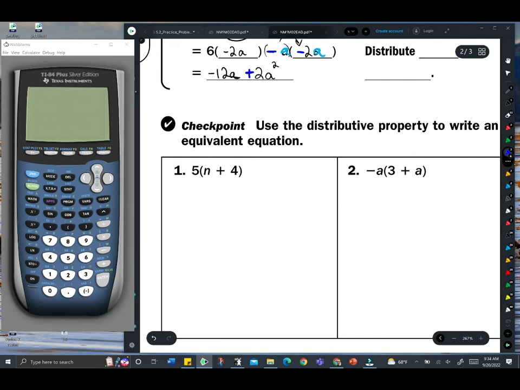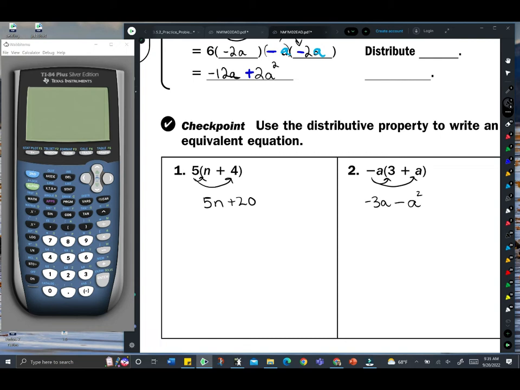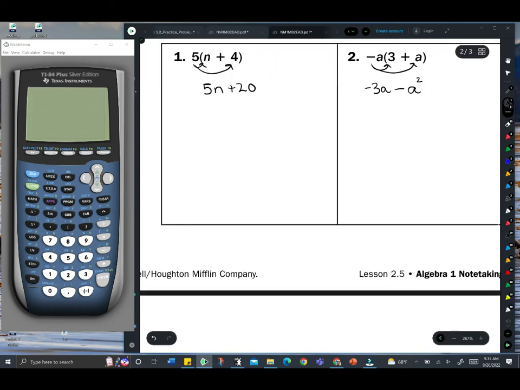So try out the distributive property on some of these here. 5n plus 20. Negative 3a. Negative a times negative is negative a squared, or negative a times positive. Okay?